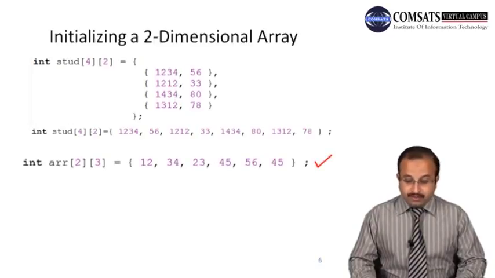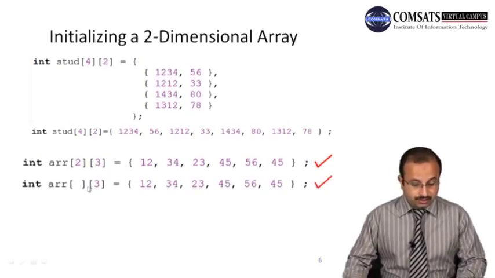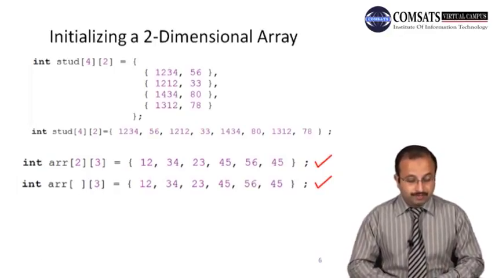So this is a correct way. This is also the correct way to initialize. Now this thing is optional, so you have to write the number of columns in that two-dimensional array. So if you initialize the two-dimensional array at declare time, then telling the row number is optional.